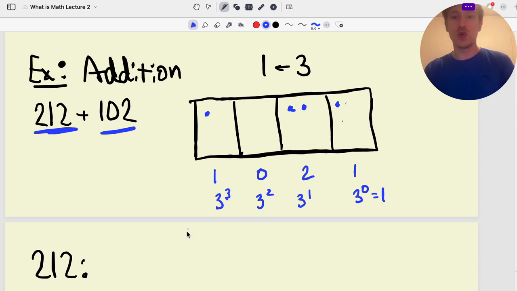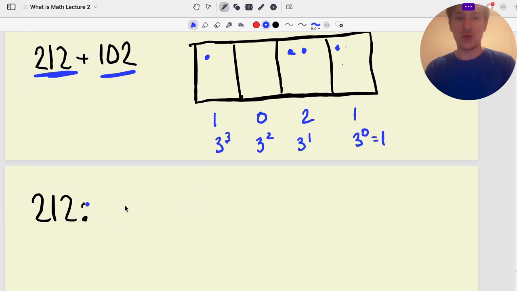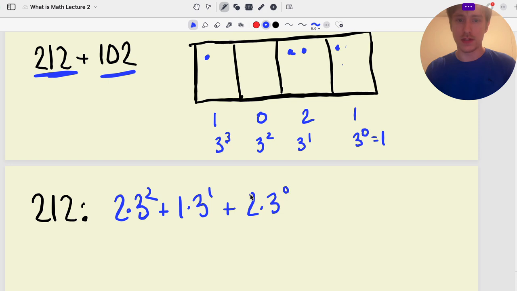So the number 212, if you will remember, there were 2 dots here, 1 dot here, 2 dots there, which means I can represent 212 as 2 copies of 3 to the second, plus 1 copy of 3 to the first, and 2 copies of 3 to the 0.